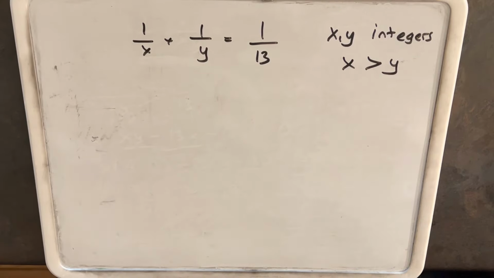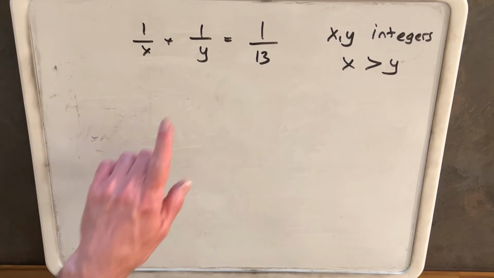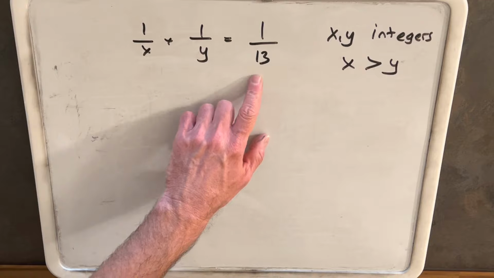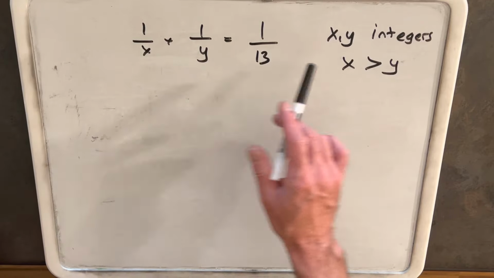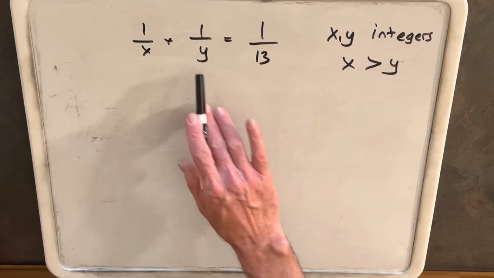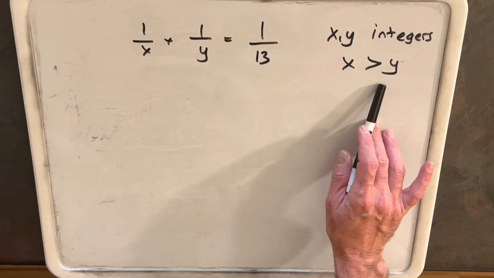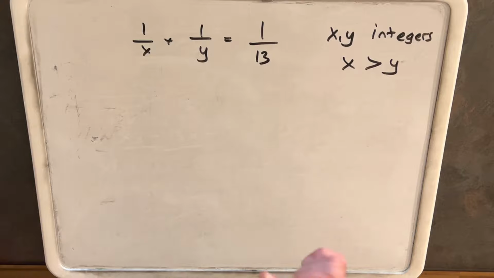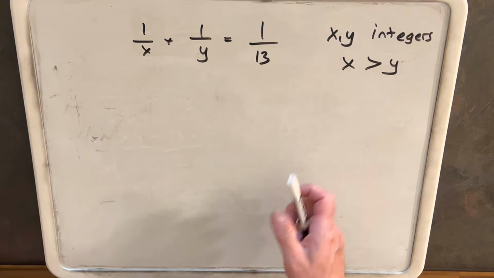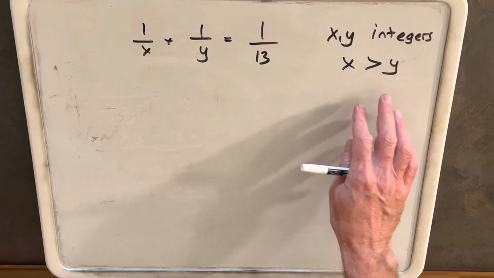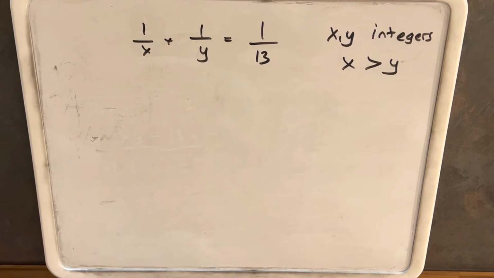Hey, we have the problem on the board. 1 over x plus 1 over y equals 1 over 13. And we have to find solutions for this where x and y are integers, but we only want x greater than y. This is going to help us out because without that, there are many solutions. I don't know about many, but there are multiple solutions to this. So that's going to help us narrow it to one solution.